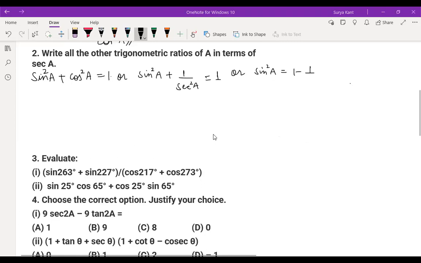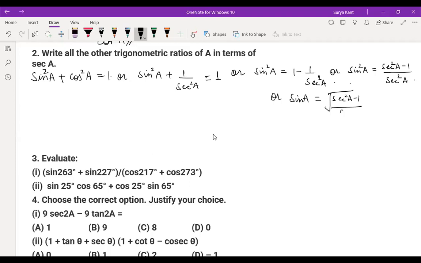So we can write here sine square A is equals to 1 minus 1 divided by sec square A. So what we can write here, sine square A is equals to sec square A minus 1 divided by sec square A. Is it clear, children, till here? Or we can write sine A is equals to root over sec square A minus 1 divided by sec A.